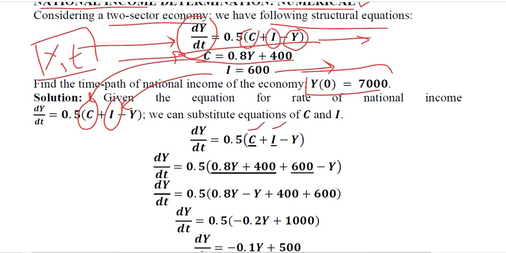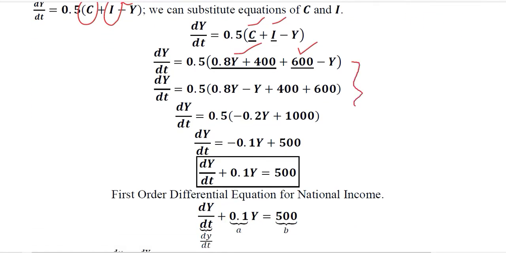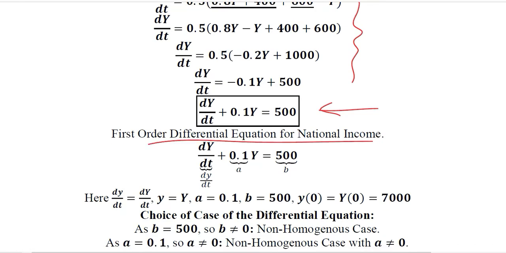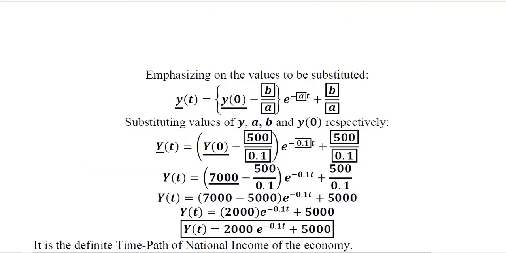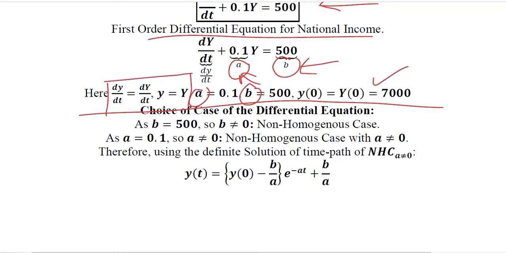So here and here we have substituted these values, and after a little bit of simple algebra, we are able to rearrange this first order differential equation in a way which allows us to have small a and small b, that is the constant coefficient and constant term in the first order differential equation. So this is the information that we have: the initial condition, the value of a and the value of b, and the change in the symbols of the variables.